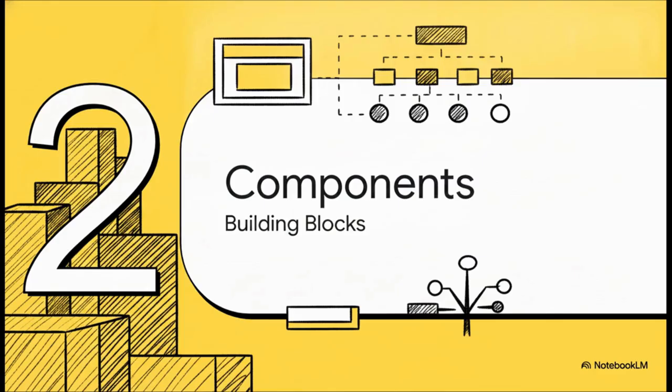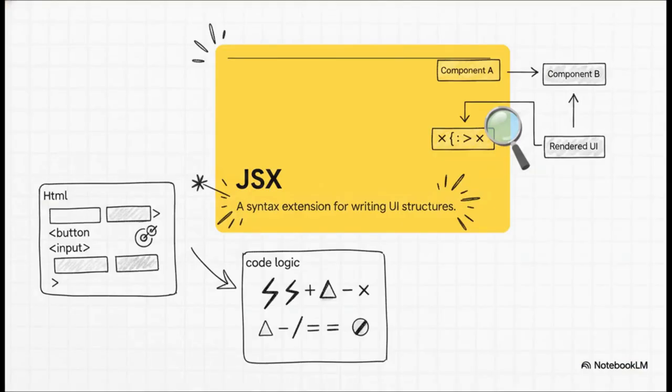Moving right along to Section 2, building blocks, or components. So to actually sketch out these UI elements, developers use something called JSX. Basically, it's a syntax extension for writing UI structures. To put it simply, JSX allows developers to write code that looks pretty much exactly like standard HTML, but, and this is the cool part, it's completely infused with the mathematical and logical power of JavaScript. It's how you draft the visual layout of your app, declaring exactly where a button or a text box should live, right alongside the actual logic that powers it.